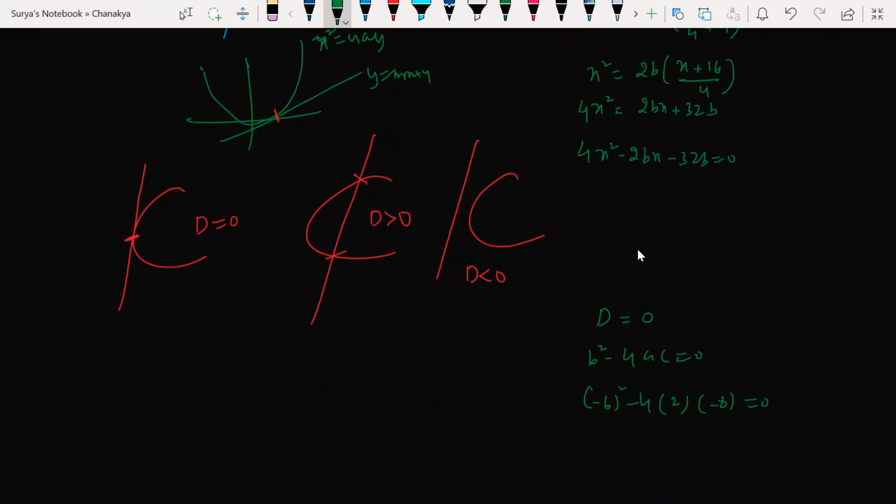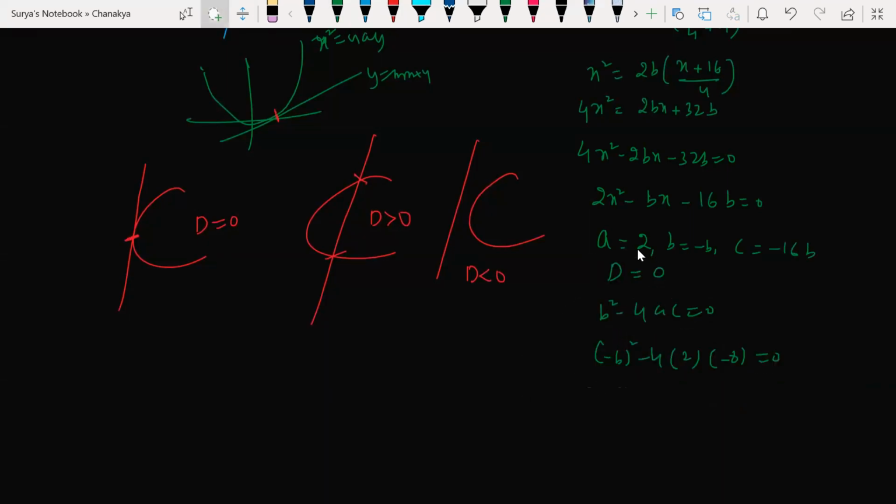So have a look at this: 4x square minus 2bx minus 32b is equal to 0. So what is the value of a here? Or else you take 2 common, it's looking very big, right? So 2x square minus bx minus 16b is equal to 0, correct. So what will I do now? What is the a value? 2. b value is minus b, c value is minus 16b.